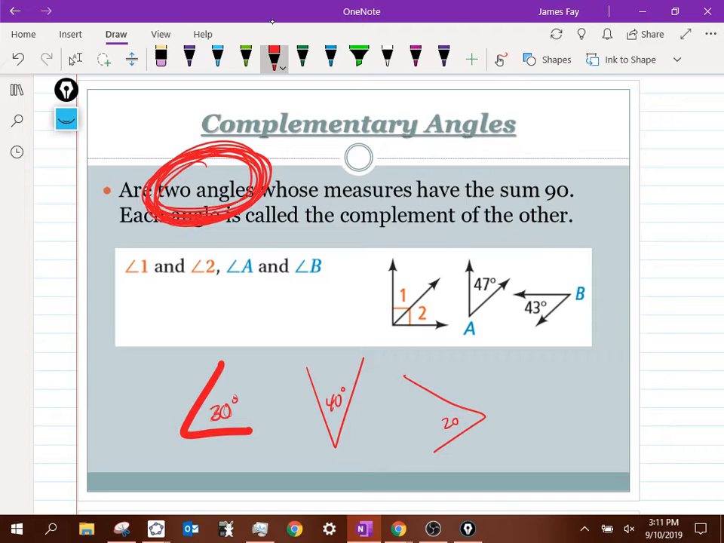The definition complementary specifies that it can only be two angles. So those we wouldn't refer to as anything other than just three angles that add up to 90. There's no special word for them. Is that okay? So complementary has to be two. They can be any orientation. They can be attached. They can be unattached. They can be adjacent. They can be overlapping. They have to sum to 90. Two angles that sum to 90.